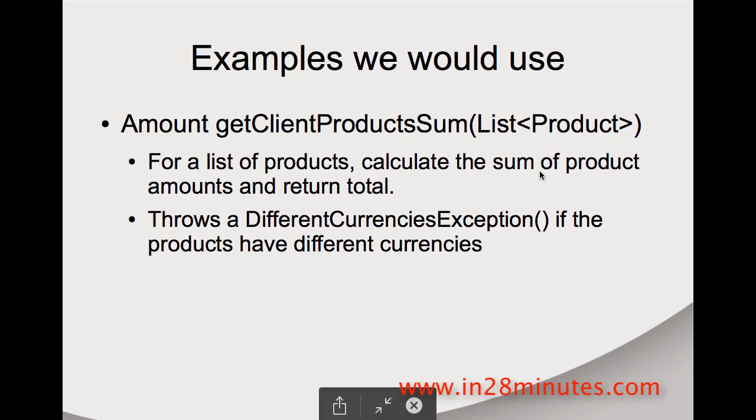So if I pass in a list of products with one euro product and one INR product, then it would throw an exception because the method is not built to handle that yet. For all the other scenarios where you pass in one kind of currency, it would sum it up and return it back.